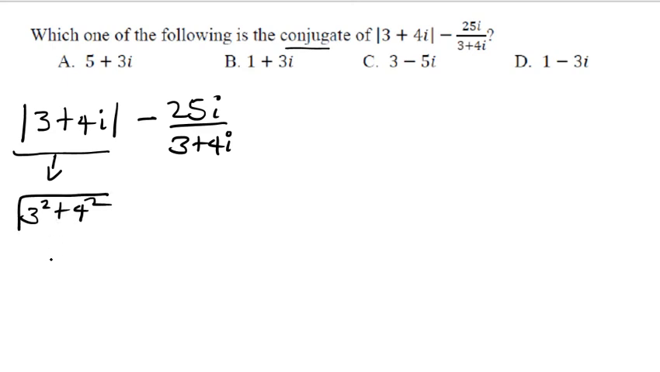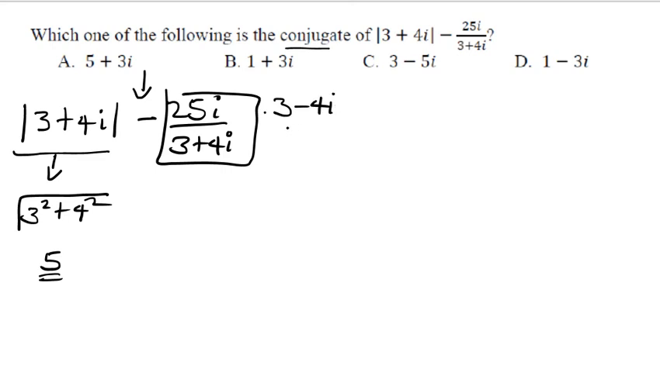This is going to be 25. The square root will be 5. We are done with the first part, the first component before the minus. And then when you go to the second part, let's focus here. We need to rationalize. The denominator is 3 plus 4i, so we need to multiply by the conjugate, 3 minus 4i.